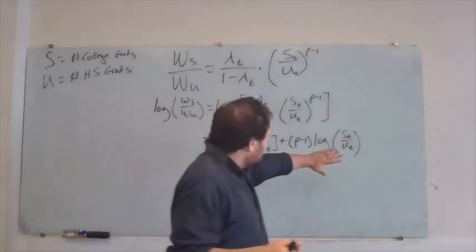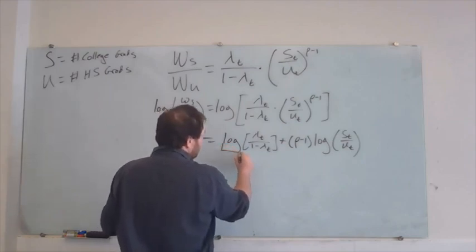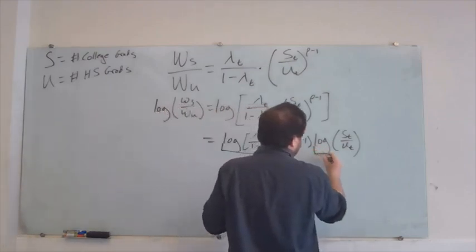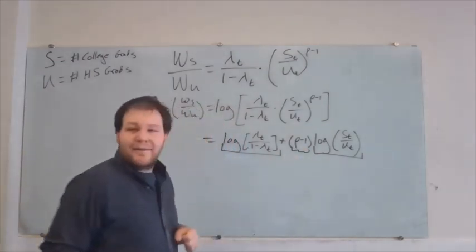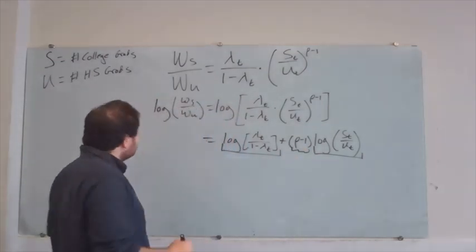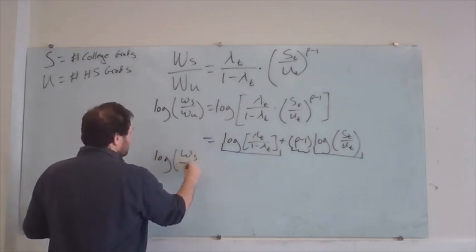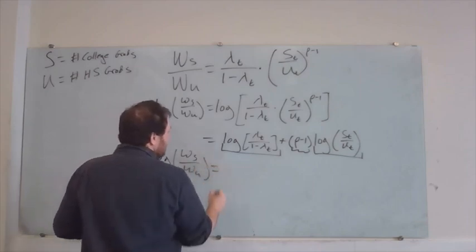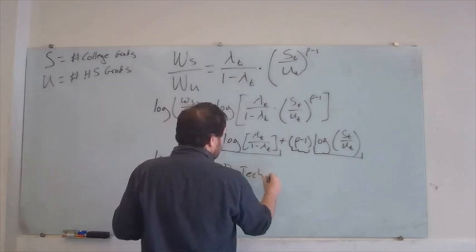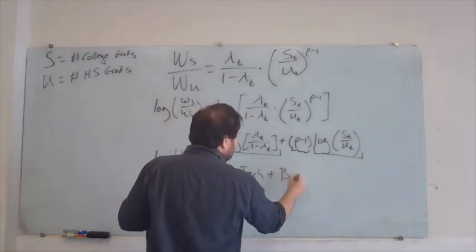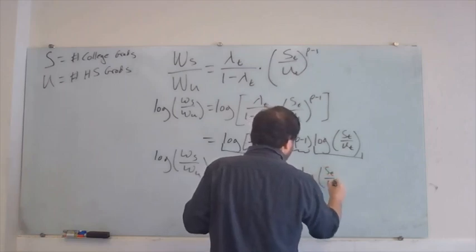Well, now we have something that looks a lot like a regression. Right? We have two independent variables. We have technology, we have education, and then we have a coefficient in front of education. So they're going to take this and turn it into a regression where they say log WS over WU is going to equal beta 1 times technology plus beta 2 times log st over ut.